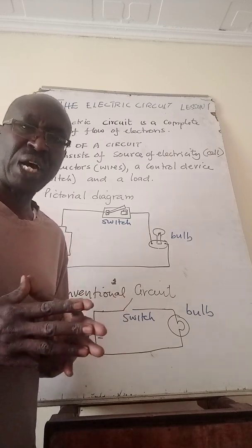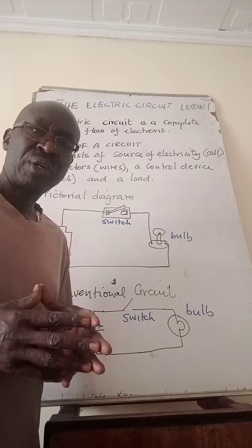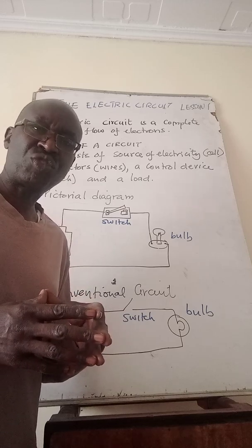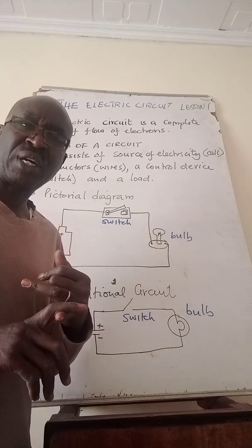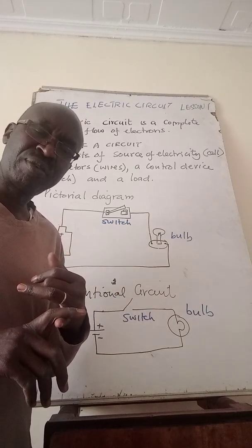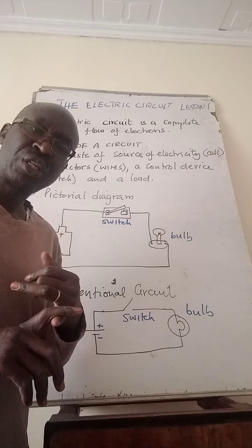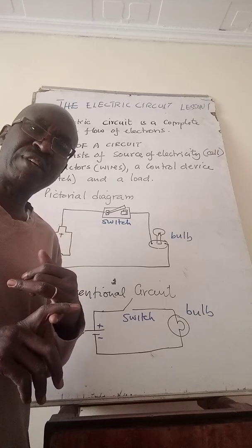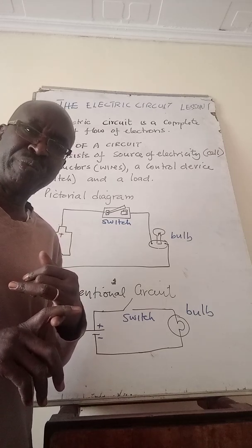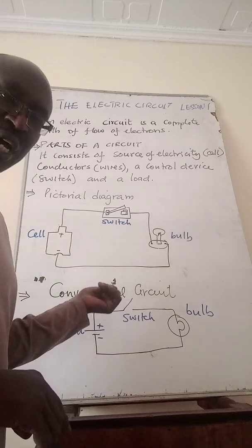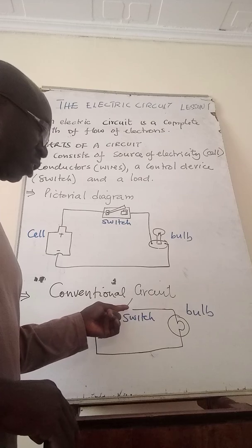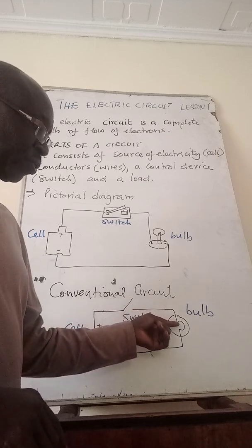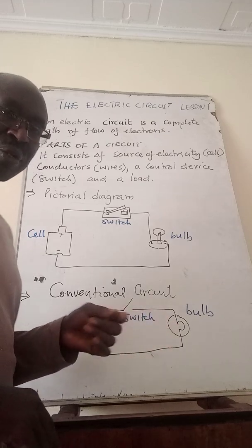So what I want you to do after this lesson, try to write maybe 4 or 5 symbols of electric devices that we may use in future other than the ones I have shown. I've shown you the symbol for a switch, for a bulb, for a cell.